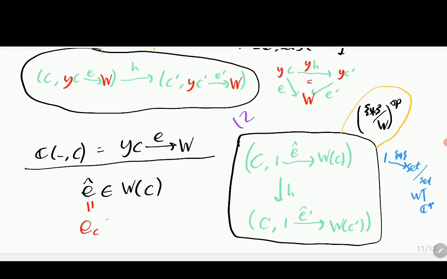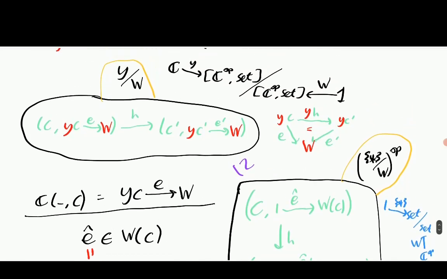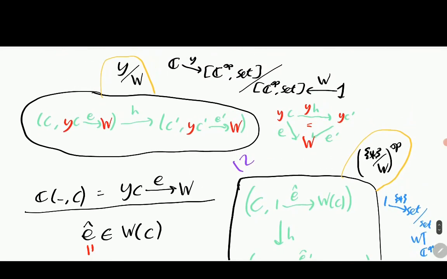E_C of 1_C. Now, basically applying this gives us this kind of isomorphism between this category here and this category here.